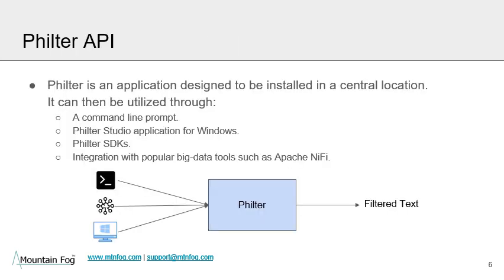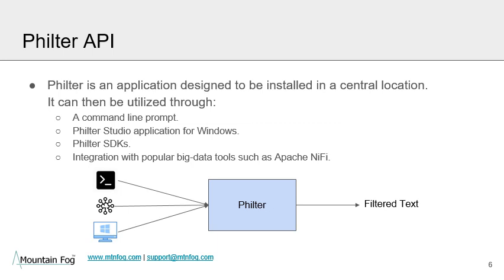Philter is a back-end application, meaning that interactions with Philter to filter text are performed through Philter's API. You can utilize Philter's API in various ways, such as through the command line using a program like curl. Our Philter Studio application for Microsoft Windows is a desktop application that makes it easy to submit Microsoft Word files and text files to Philter. It can also highlight differences in the filtered text and utilize Microsoft Word's change tracking feature.